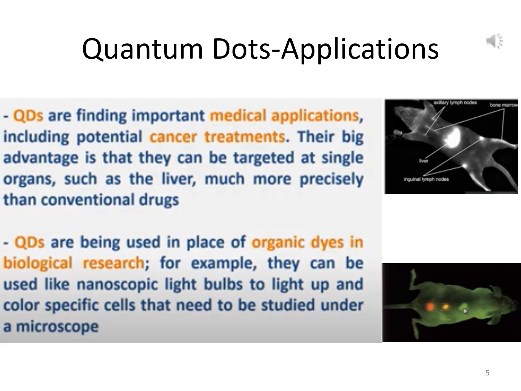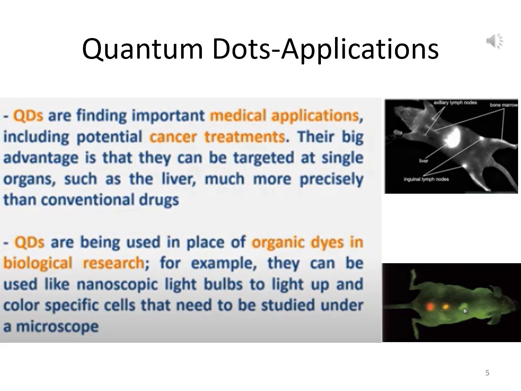So where we want to target our drug, we can use these quantum dots, and they can light up those cells, and we can check the presence of those cancer cells. Quantum dots are being used in place of organic dyes in biological research, like nanoscopic light bulbs to light up and color specific cells that need to be studied under a microscope.